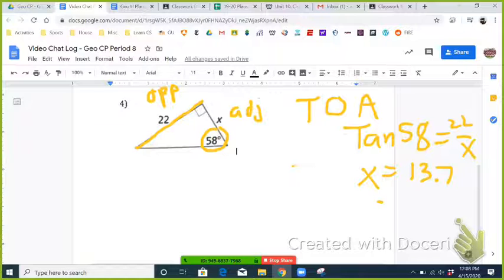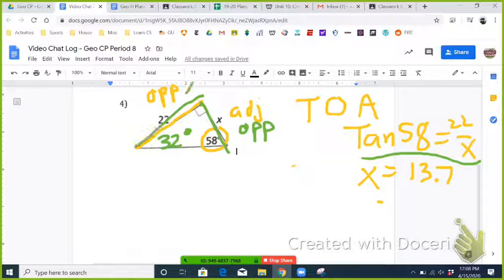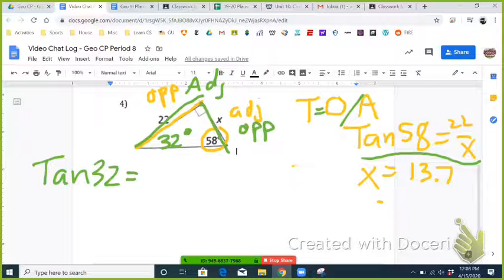Alright, now how would we do it using the other angle? The other angle being this acute angle right here, which is 32 degrees. Again, you could use 32 or 58. But notice that when we did the tangent of 58, it was equal to 22 over x, because the opposite leg to 58 was 22 and the adjacent one was x. If we're looking at 32, now the opposite leg to 32 is x, and the adjacent leg would be 22. Since tangent, TOA, is opposite over adjacent, the tangent of 32 would be x over 22.